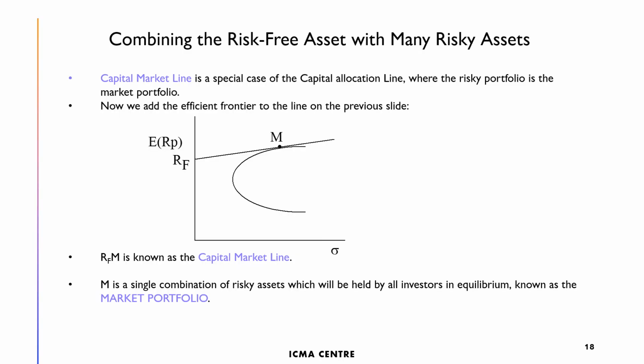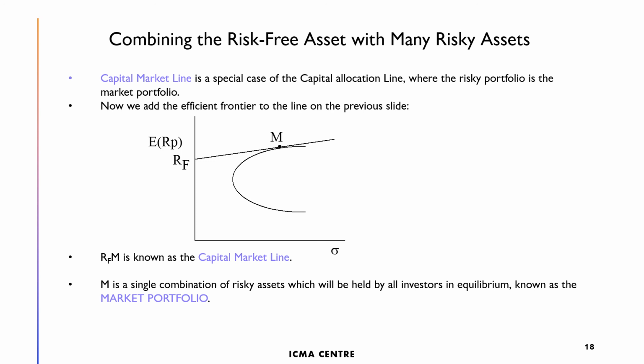The capital market line is a special case of the capital allocation line, where the risky portfolio is the market portfolio. Portfolios that lie on the capital market line, in theory, optimize the risk-return relationship, that is, maximize return and minimize risk.